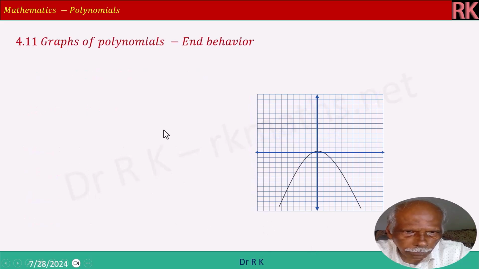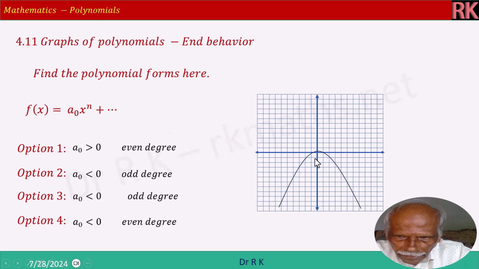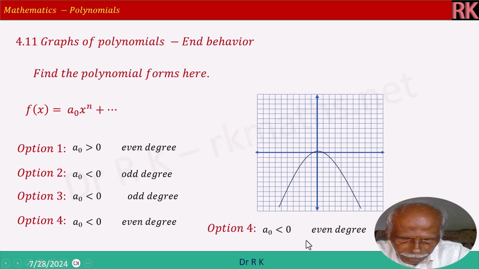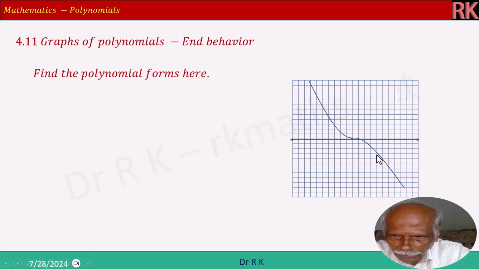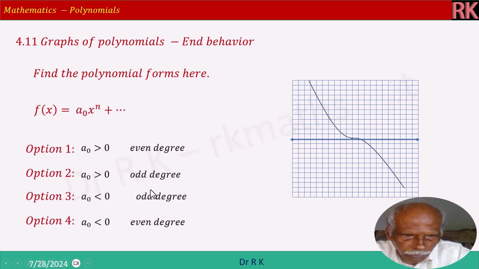We will see the next problem. Now here, it is even degree because it is symmetric about the y-axis and it is going downwards, therefore A0 is negative. Therefore, option 4, A0 less than 0 and even degree, is the correct answer. This is the next problem. This is an odd function and the sign of A0 is given by the right hand side direction, which is negative. Therefore, A0 is less than 0 and odd degree, therefore option 3 is the correct answer.